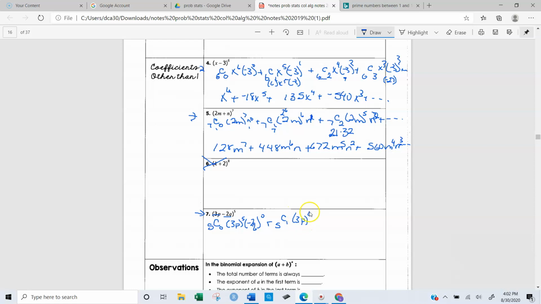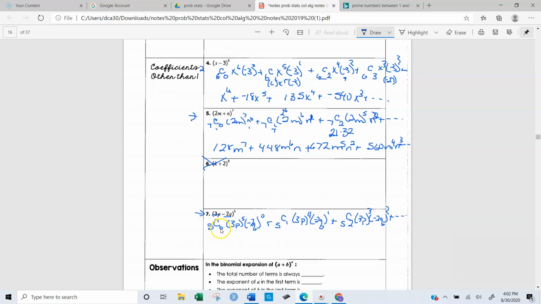3p to the 4th, -2q to the 1st, plus 5 choose 2, 3p cubed, and -2q squared, plus, and then it continues down to 0, right? All right, so let's go through here.